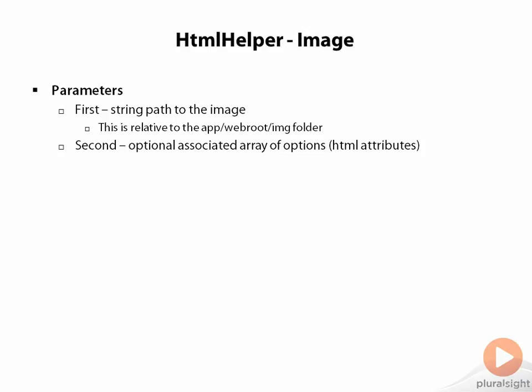Next is the HTML helper image. It takes two different parameters. The first one is a string path to the image. This is relative to the app webroot img folder. The second is an optional associative array of options, which are HTML attributes.